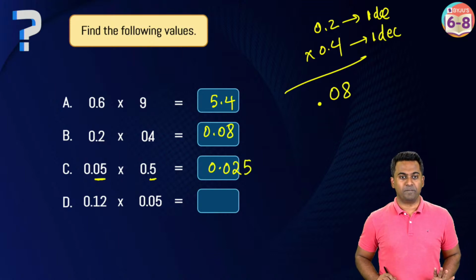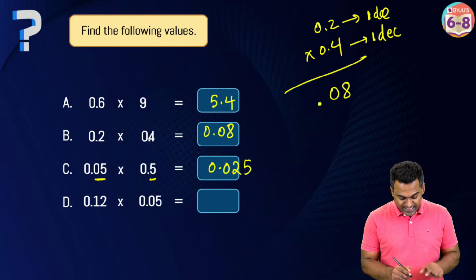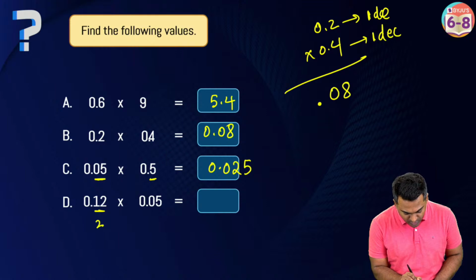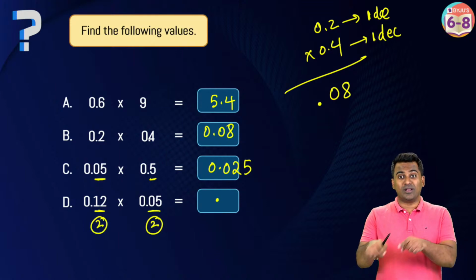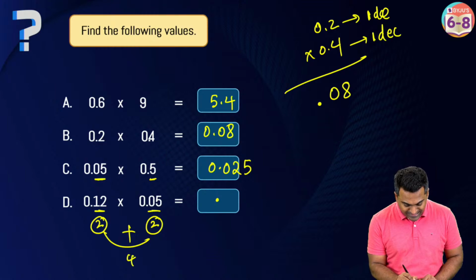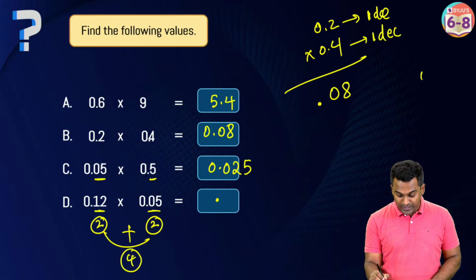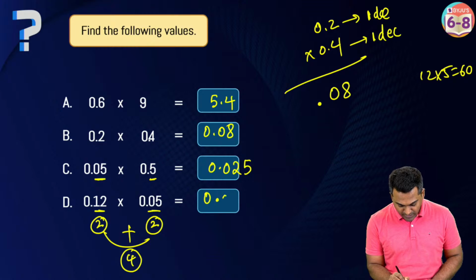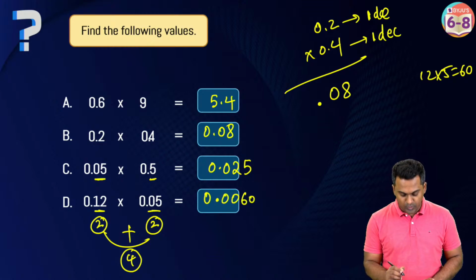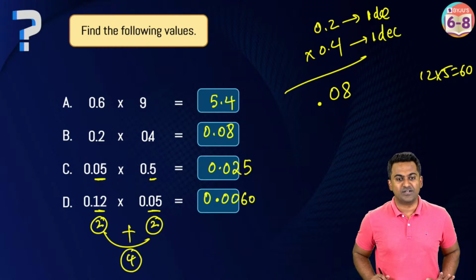0.025. Yes, I hope you guys are understanding this kind. Yeah, look, after the decimal 2 digits are there, after the decimal 2 digits are there, which means total after the decimal you've got to add this, 4 digits would be there. So when you multiply 12 by 5, you get 60. So I will have 0.0060. That's all. Okay, Vaishnavi says it's not clear.